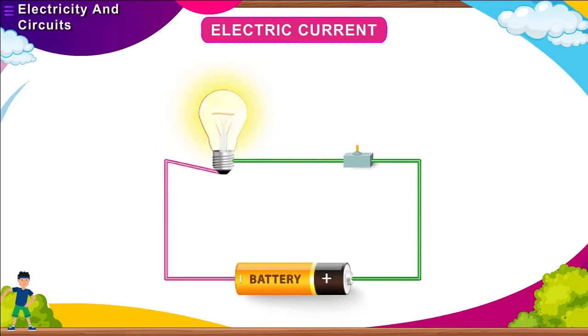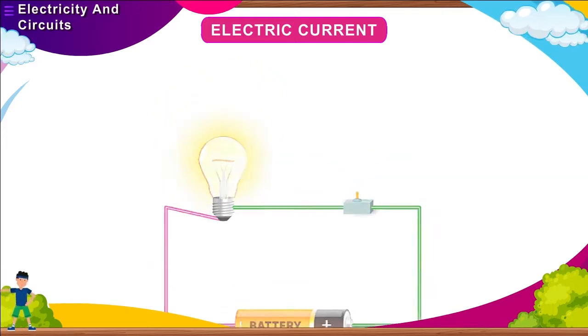Electric current. The bulb glows because of the flowing of electric current, which produces heat and light energy in the bulb. An electric current has electrical energy. It gets converted into heat and light energy when the current flows through an electric bulb.